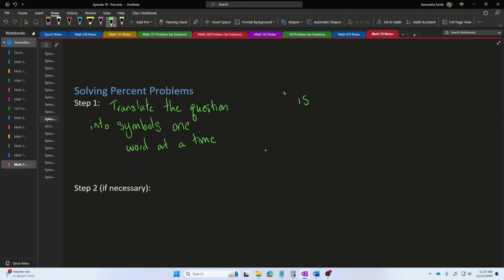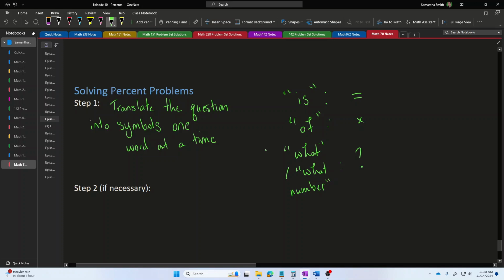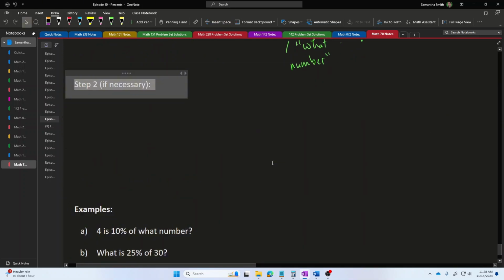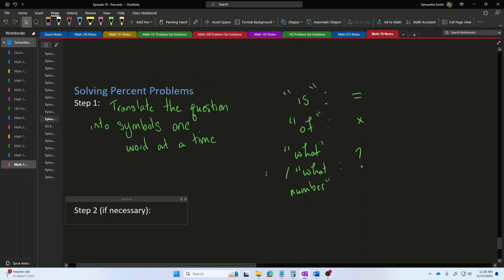Using the fact that the word "is" corresponds to two quantities being equal to each other, the word "of" corresponds to multiplication, and if you see the word "what" or "what number," this refers to an unknown value that you could represent, for example, using a question mark. Now, if you're dealing with a really simple percent problem, then you may be able to find the value of the question mark immediately just by using your calculator.